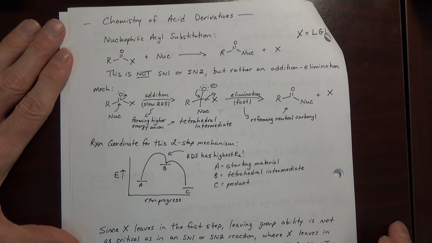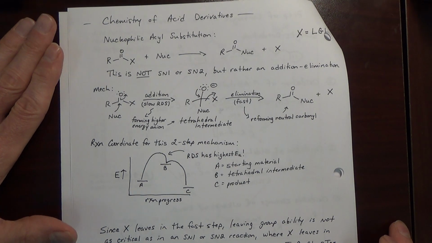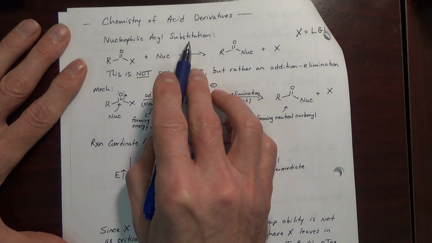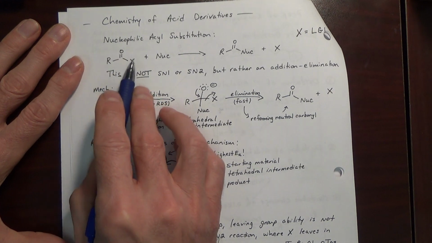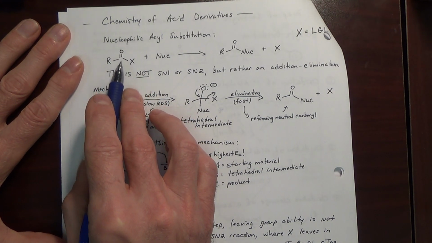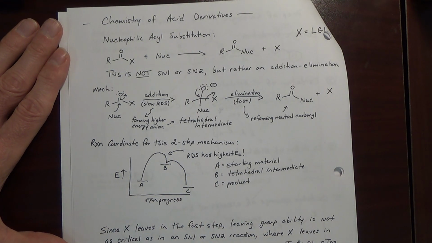Now I can also add that the two NAS mechanisms are actually pretty similar in many aspects. We will maybe point that out a little bit later. Now the nucleophilic acyl substitution only applies to the acid derivatives that contain a carbonyl. It does not really apply to cyano groups.